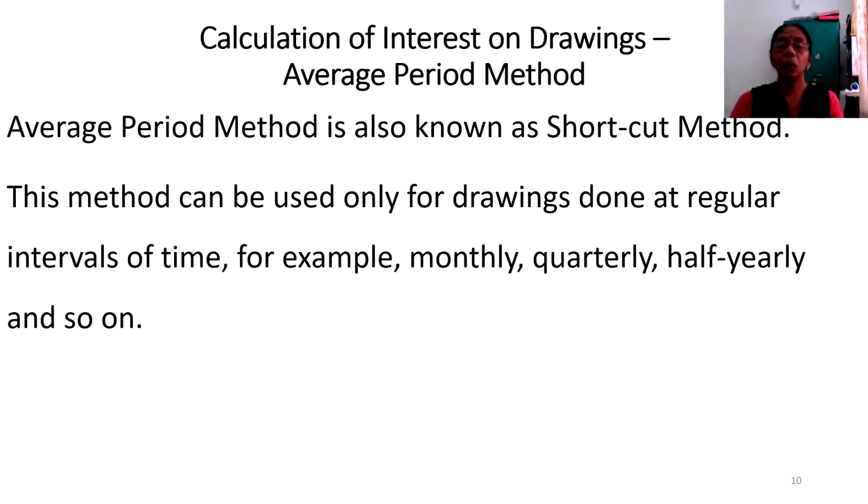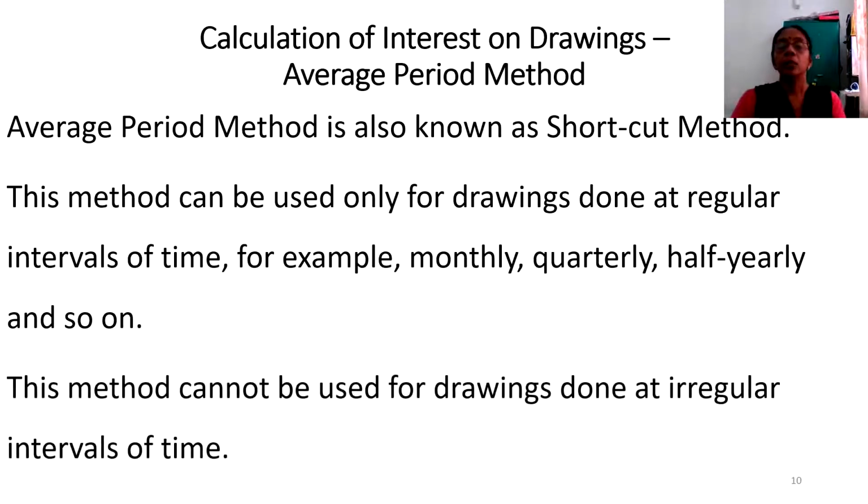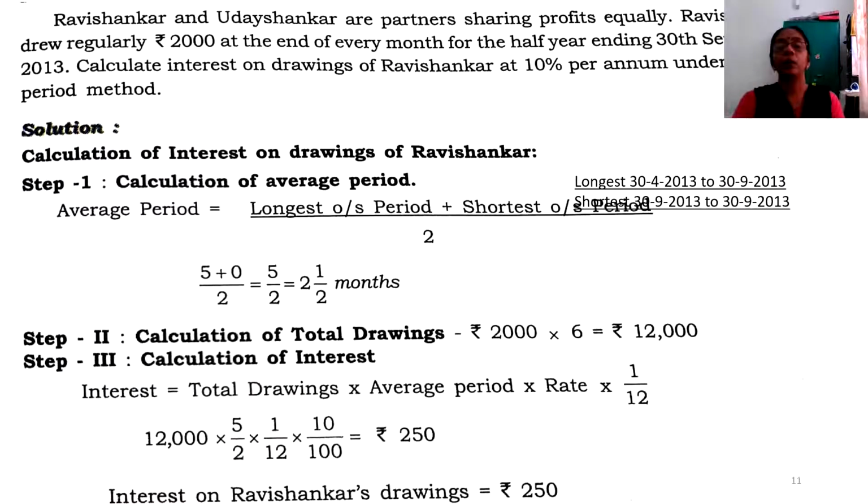What do you mean by regular drawings? The drawings which follow the frequency of intervals of time. Should it be monthly or every 2 months once, or could it be quarterly, half yearly, but there should be a regular interval in between two withdrawals. It should follow the frequency. Then only we call it as regular withdrawings. This method, because it's a shortcut method, we cannot use this method under irregular withdrawal. Well, so here we proceed with how that we compute it.